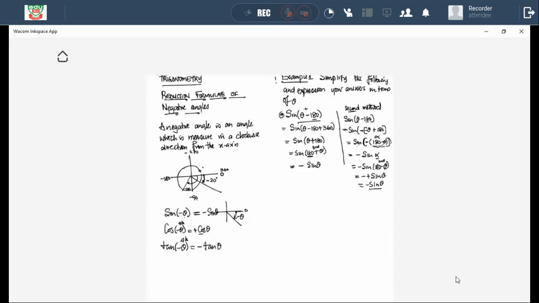Okay, right. Let's look at another example. Let's look at B. Simplify. I'm looking at something of this sort. This is cos negative theta.